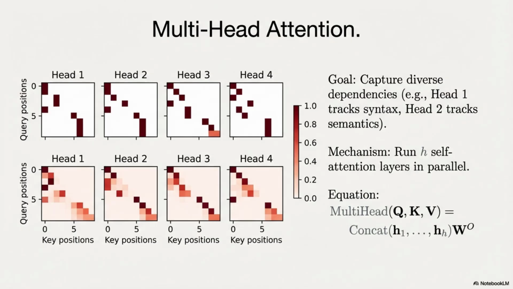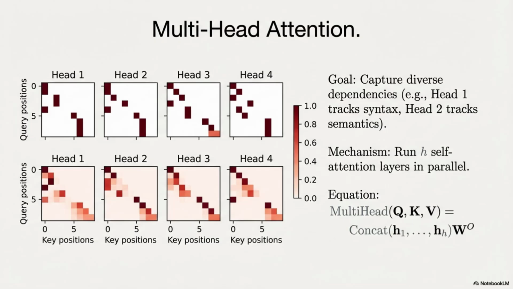But why stop at just one perspective, right? That's the whole idea behind multi-head attention. Instead of doing self-attention just once, we run a bunch of self-attention layers, or heads, in parallel. And as you can see in these diagrams, each head learns to focus on different kinds of relationships. Maybe head 1 is tracking grammar, while head 2 is tracking what the words actually mean, and head 3 is looking for connections across the whole sentence. It's like having a whole team of specialists analyzing the sentence all at once.